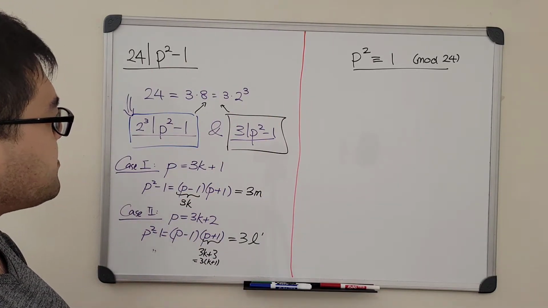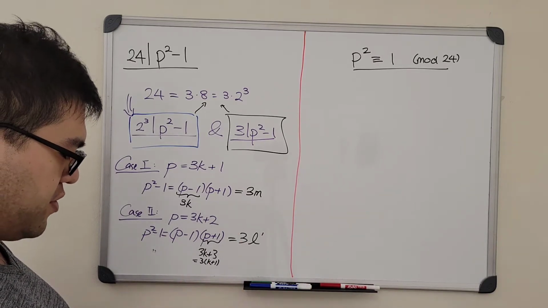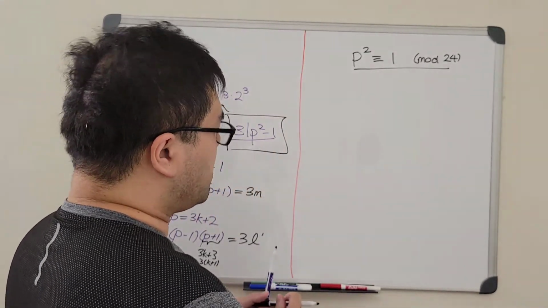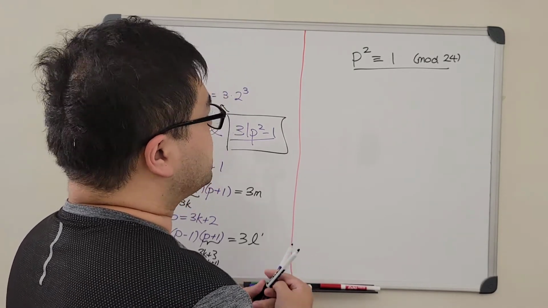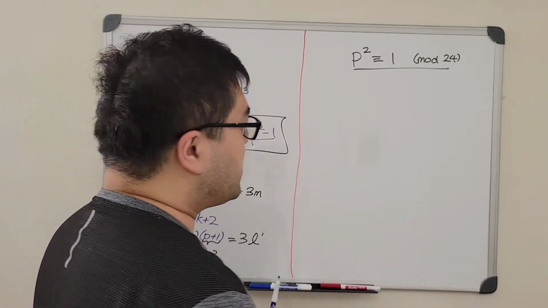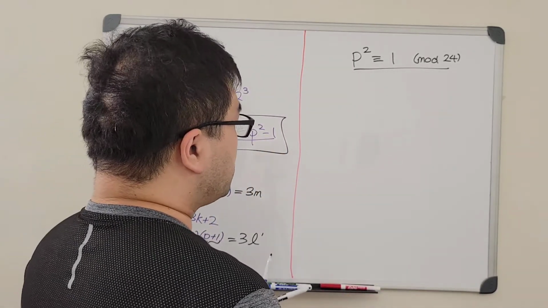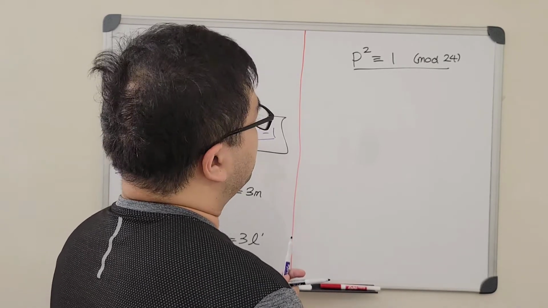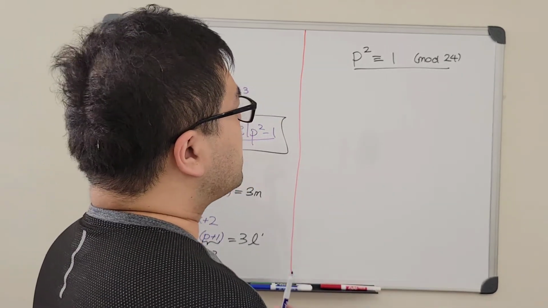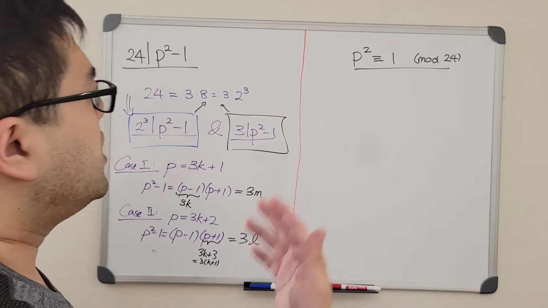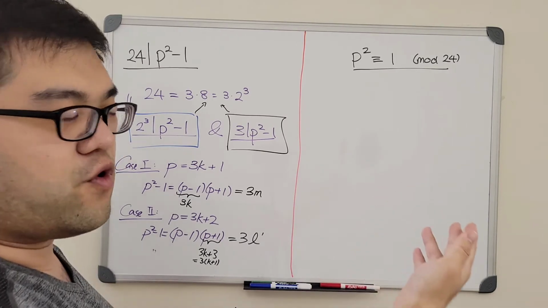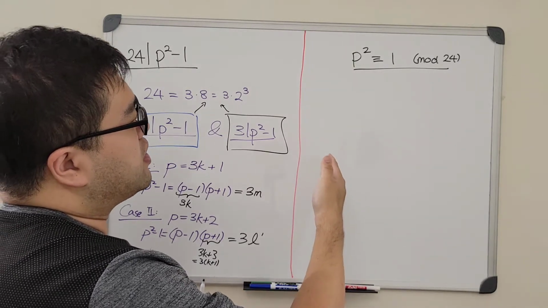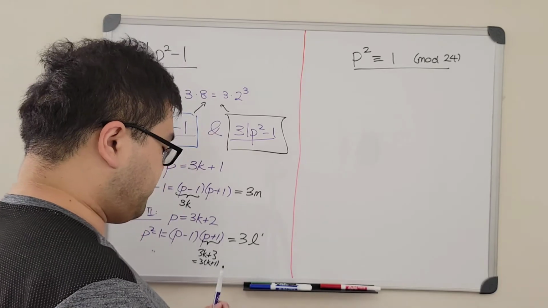Next, let's move on to the other method, which is using modular arithmetic. If we're going to use modular arithmetic, this is what we need to consider. Since p is a prime number that is greater than or equal to 5, we want to list out all the possible numbers between 0 and 23 that are relatively prime to the number 24, the modulus 24. And we want to make sure that we're not going to include p equals 2 or p equals 3.